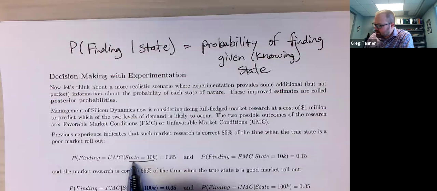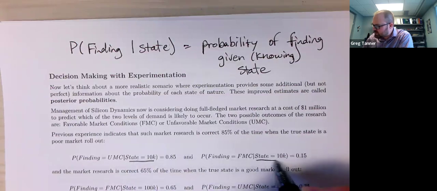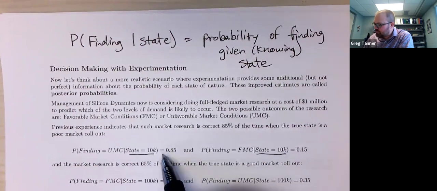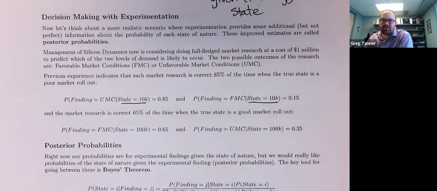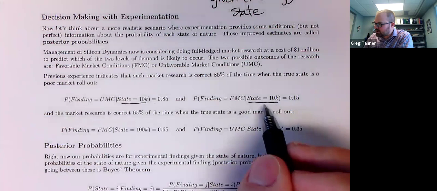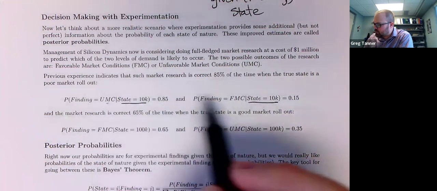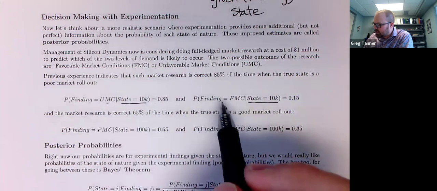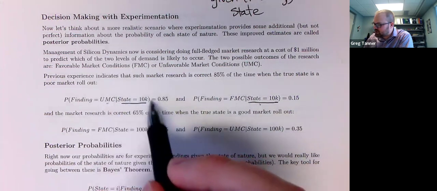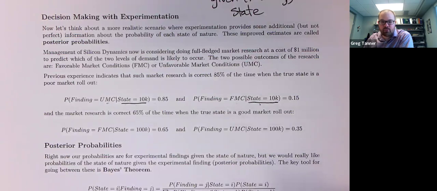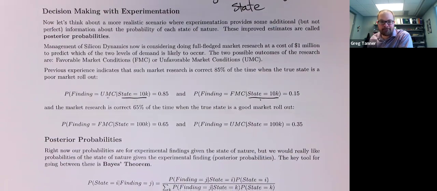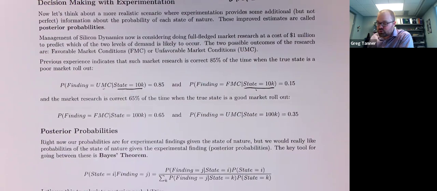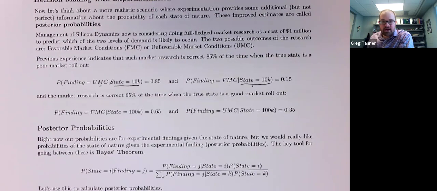0.85. Okay, the thing to note is that if you fix the given, so these are both given the same state, these two probabilities will add up to 100%. Okay, so there's two possibilities knowing the state is equal to 10,000 computers sold. Either it's going to be a finding of unfavorable market or favorable market. And if the state is 10,000, there's an 85% chance of unfavorable market and a 15% chance of a favorable market.